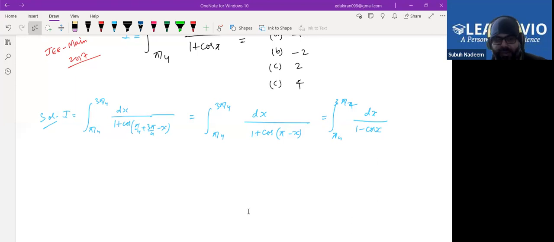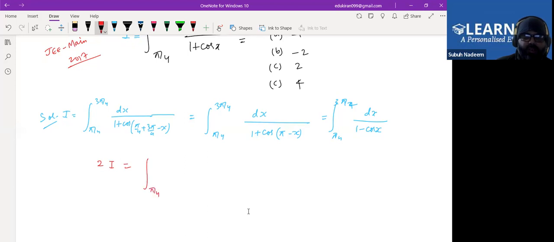So when you add them, till here the process is the same. And you can see both of the questions were asked in consecutive years, so this pattern of question is important. So I plus I is 2I, from pi by 4 to 3 pi by 4. One is 1 by 1 plus cos x, and the other is 1 by 1 minus cos x, dx.